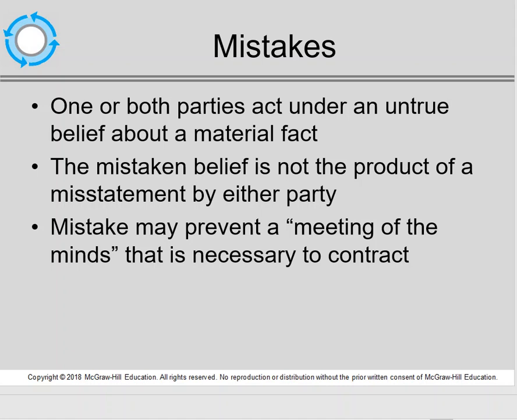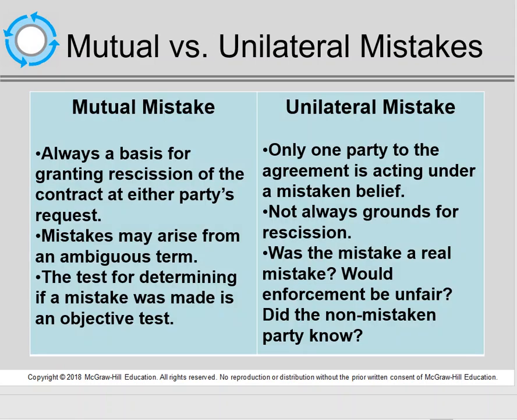If you have a mistake, generally it prevents a meeting of the minds that is necessary for an agreement. Remember, offer plus acceptance is a meeting of the minds. Let's look at what type of mistake it is, because the type of mistake will have ramifications. The mistake could either be a mutual mistake or a unilateral mistake. If it's a mutual mistake, it's always the basis for granting rescission of the contract.